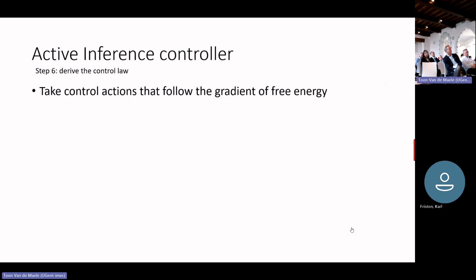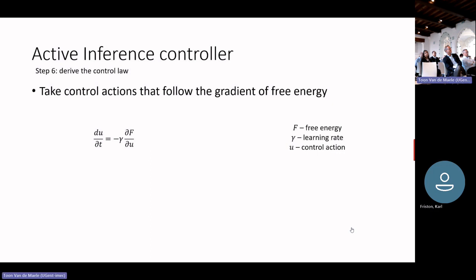Yeah. So next one is the core part of it, which is deriving the control law. In our case, we are going to derive it for the active inference controller. And as per active inference, in order to have the control, you have to follow the free energy gradient. This is the idea. And now the core question is, what is F?